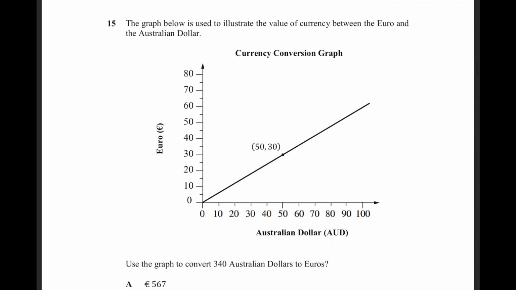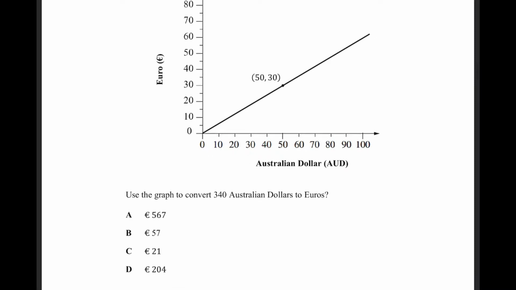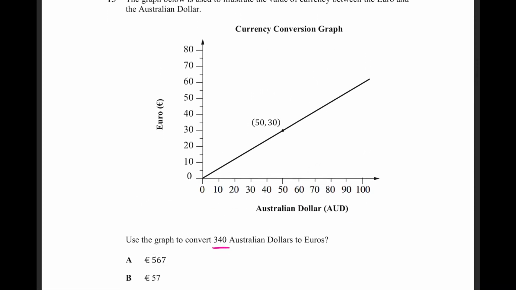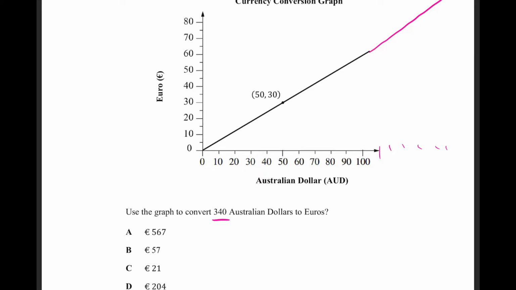Question 15. The graph below is used to illustrate the value of currency between euro and the Australian dollar. Use the graph to convert 340 Australian dollars to euros. I'm going to have to determine an equation for the line here and then sub that in because it's extrapolated data. I could extend this line, but it's too difficult. So let's formulate the equation.